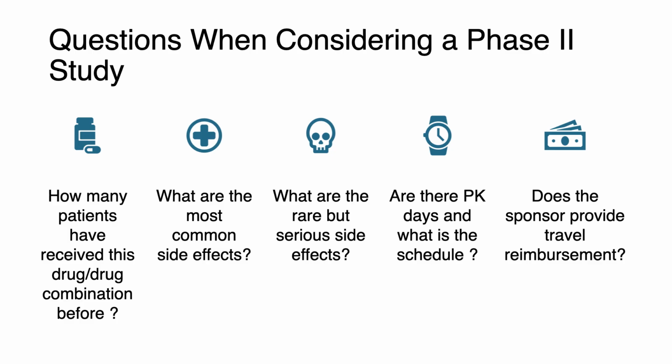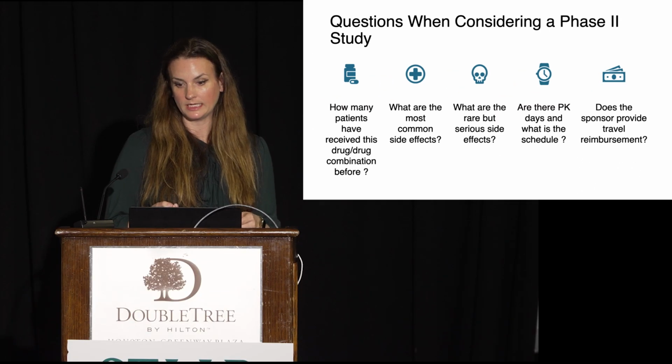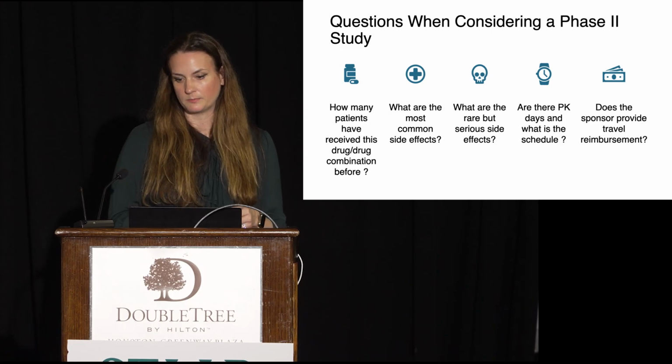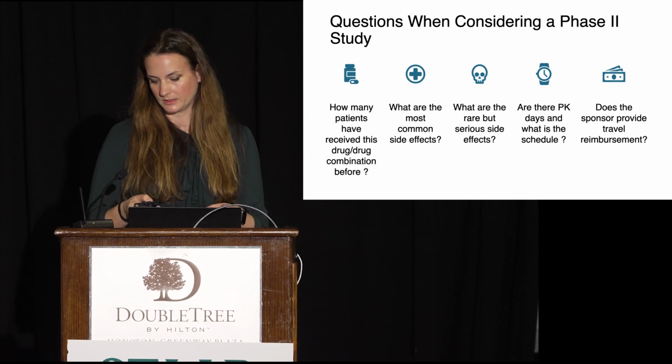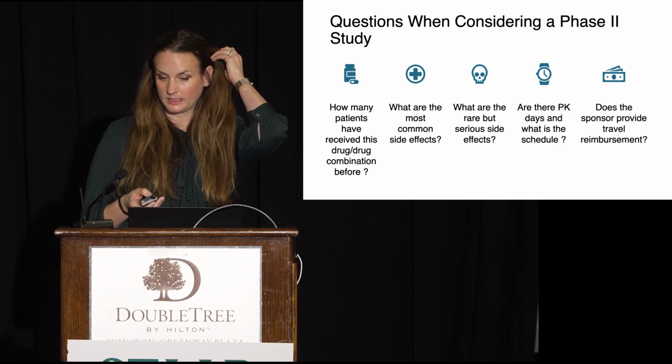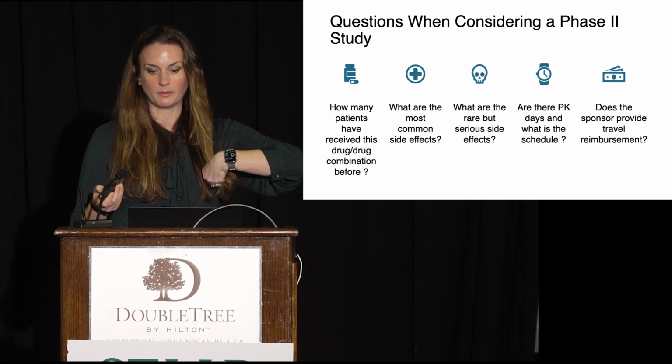Then you have both your common side effects and your rare but serious side effects. Each drug has its rare but serious side effects, right? Whether that be heart failure or vision problems or severe rash. So it's important both to know what the common side effects are and what the rare but serious side effects are. Again, you want to know if there's PK days, and then it's always good to ask if the sponsor provides travel reimbursement, because sometimes in the clinic they forget to tell you or they don't remember that the study has that, so it's really important to ask.